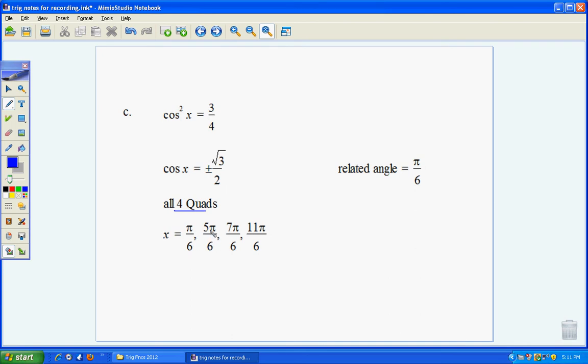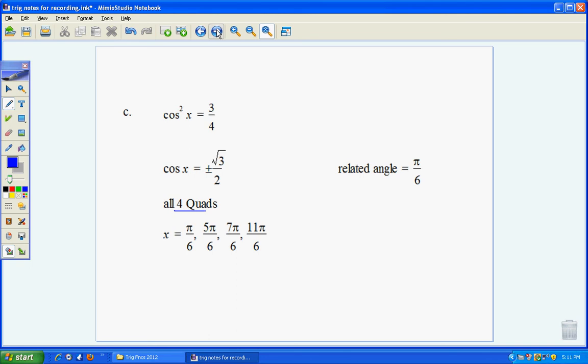Subtract pi on 6 from pi gives us 5 pi on 6. Add pi on 6 to pi gives us 7 pi on 6. And subtract pi on 6 from 2 pi gives us 11 pi on 6. So that's how we get all 4 quadrants, because all 4 quadrants are represented.